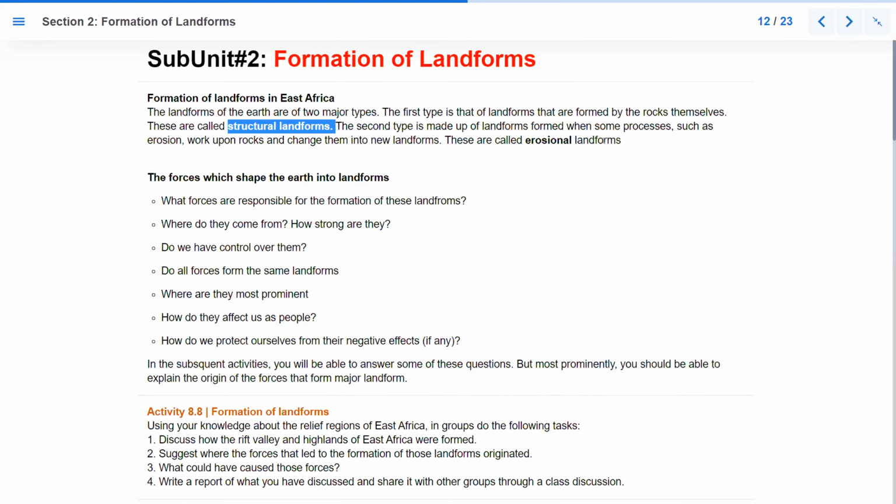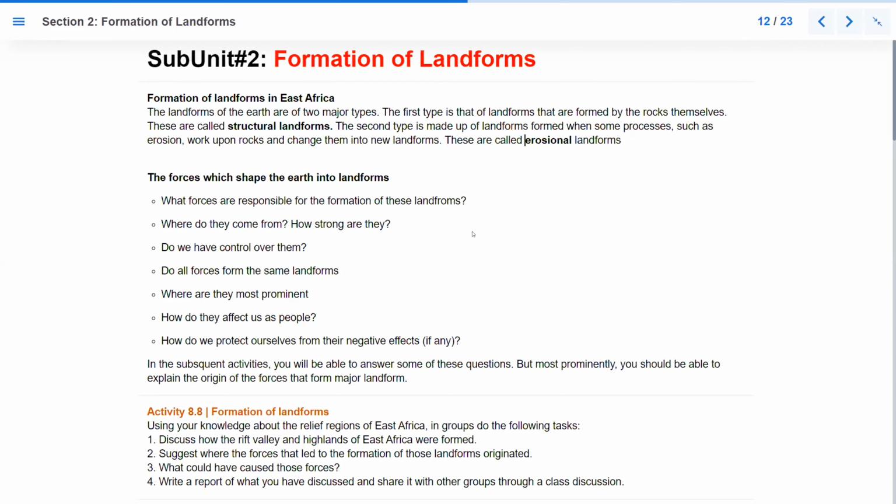Those landforms were formed through erosion, through a change, through a destruction of the previous landform. A rift valley was formed with a very steep scarp, but then it was eroded. Those are erosional landforms. So in East Africa, we have structural landforms, and then we have erosional landforms.